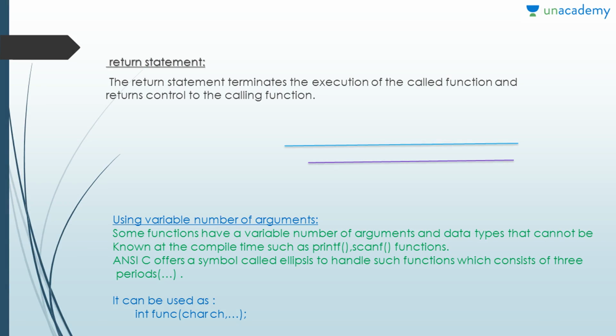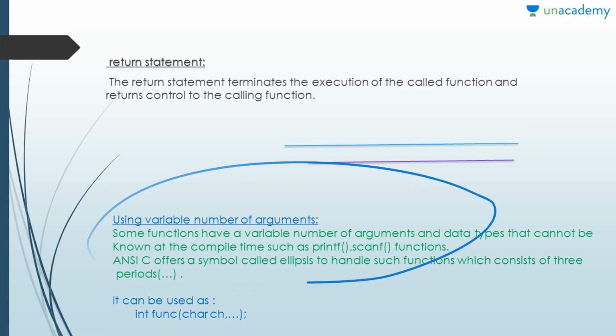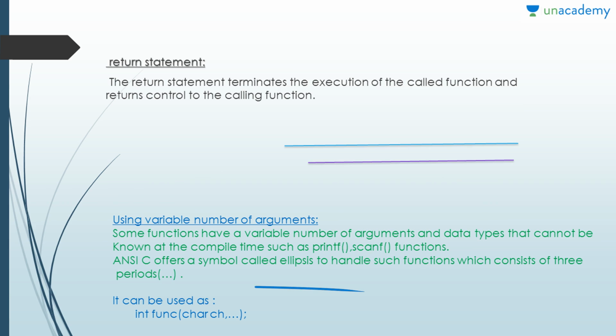Let's see what return statements are. The return statement terminates the execution, meaning it stops the execution of the called function and returns control to the calling function. We have discussed what the called function is and what the calling function is. Next, using a variable number of arguments, you can use n number of arguments in a function as per your requirements. This is given here, you must read this, and as you see here, it is the syntax.